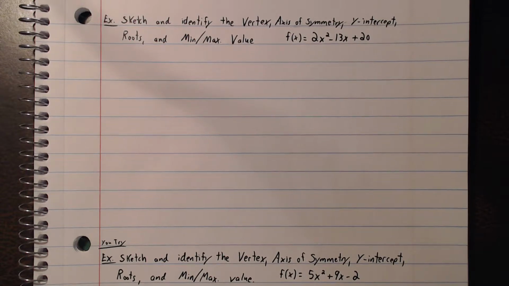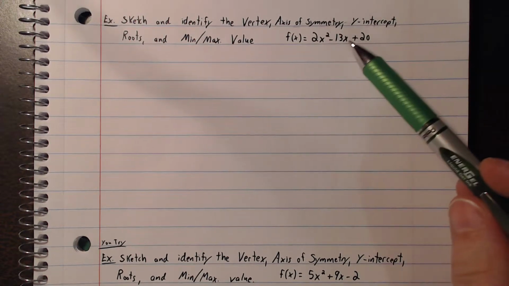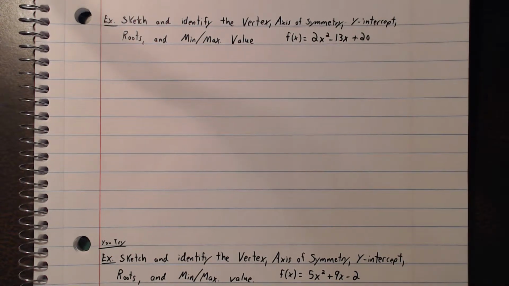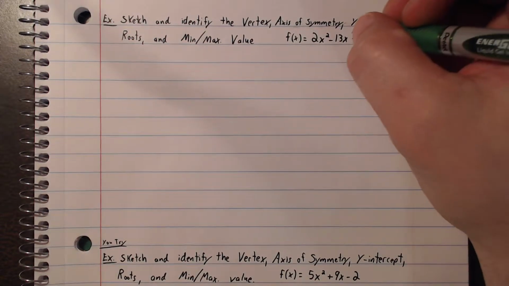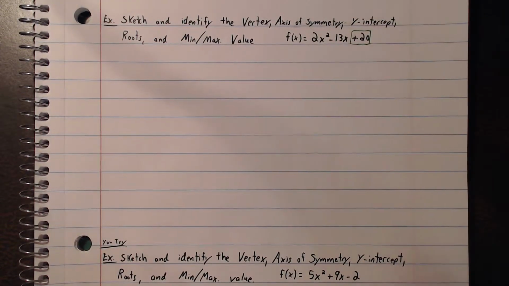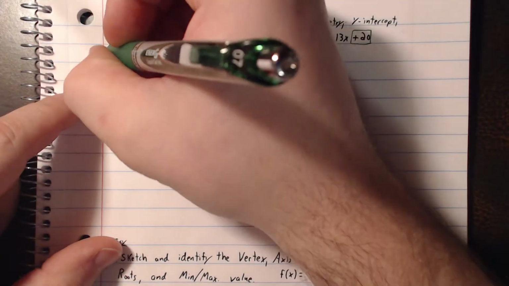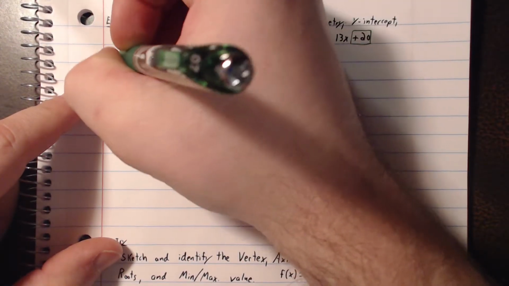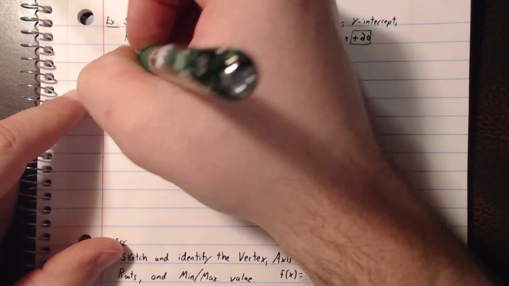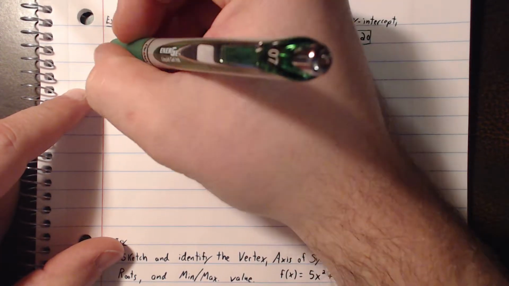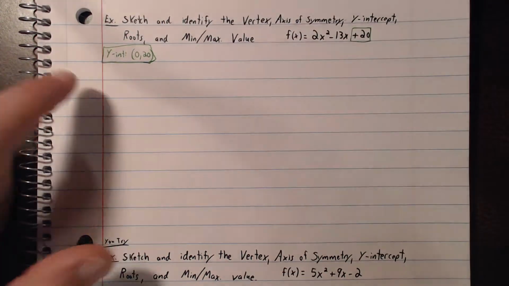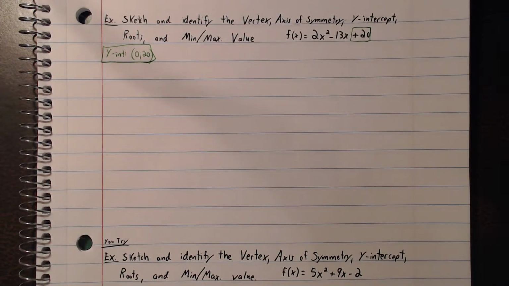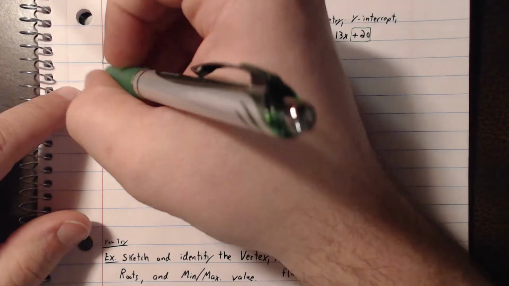And here's the function that they give us: f of x equals 2x squared minus 13x plus 20. Right away, I identify this right here. It's our y-intercept. So we can actually answer one of these things right now. Y-intercept, we know we're going to be at 0, 20. Okay, so that was a quick one. Next, let's look at the axis of symmetry.